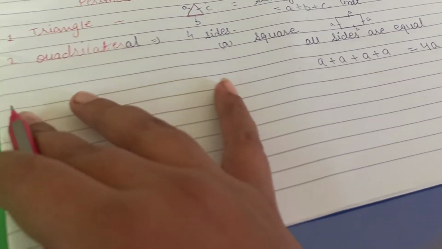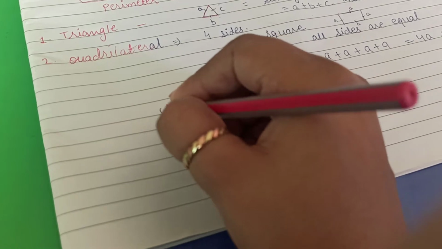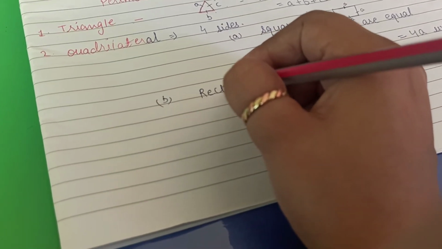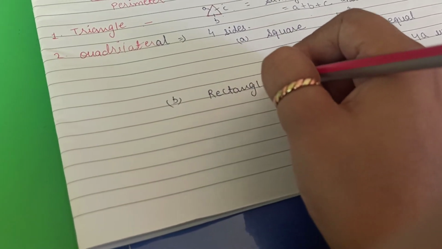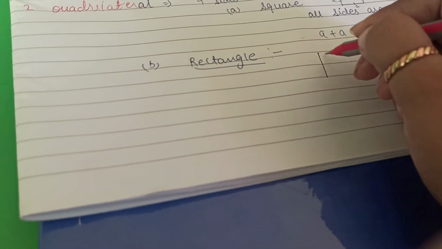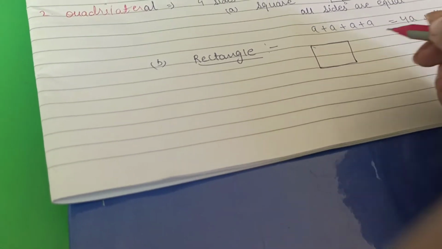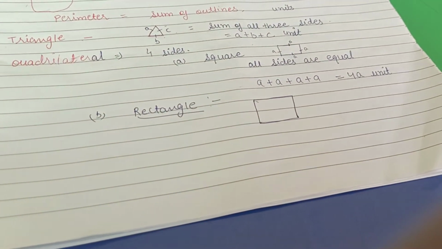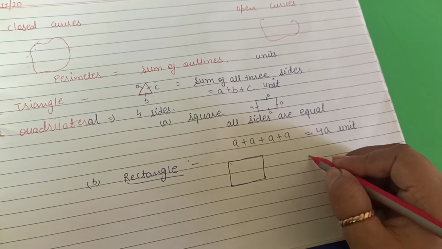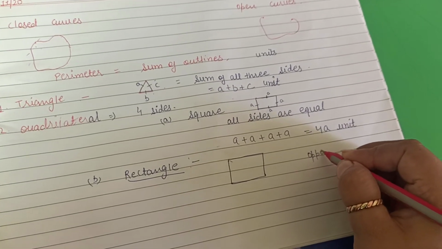Now its B part, that is rectangle. What? Rectangle. And in rectangle, what do you mean by the rectangle? Whose opposite sides are equal.